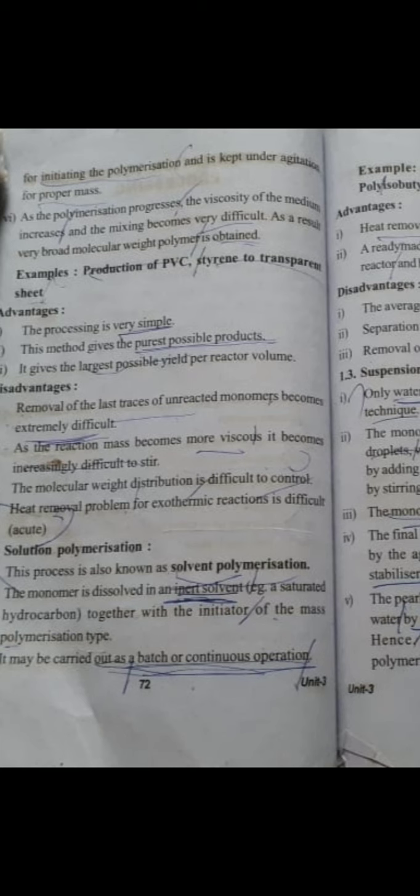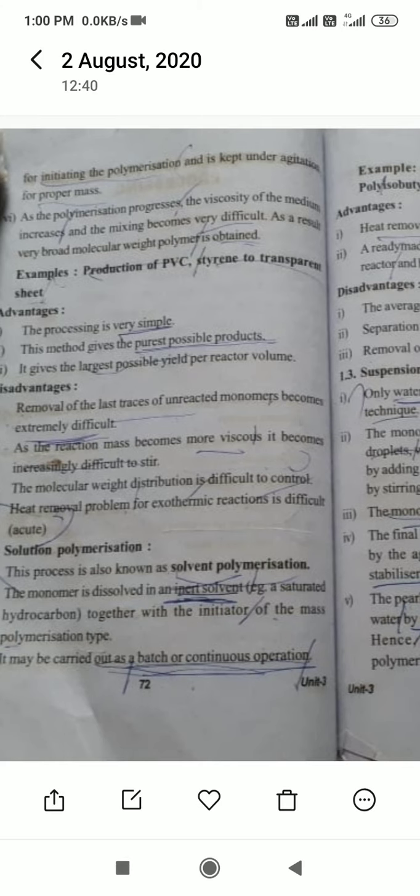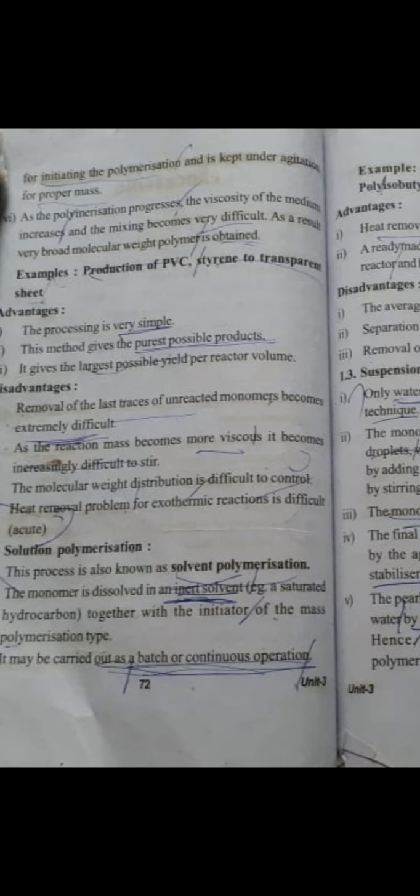The advantages of this bulk polymerization technique are that the processing is very simple and it gives the purest form of the product. It gives the largest possible yield per reactor volume.